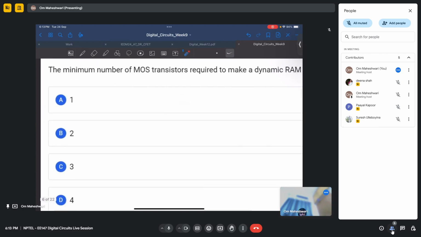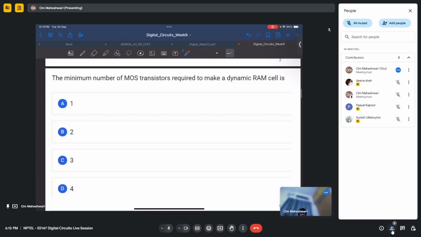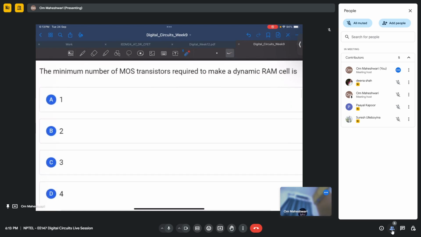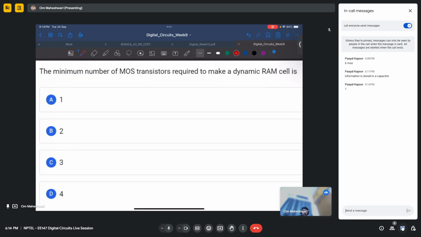Next question. This simple question you can directly answer. We just saw it is one transistor and one capacitor, 1T, 1C.